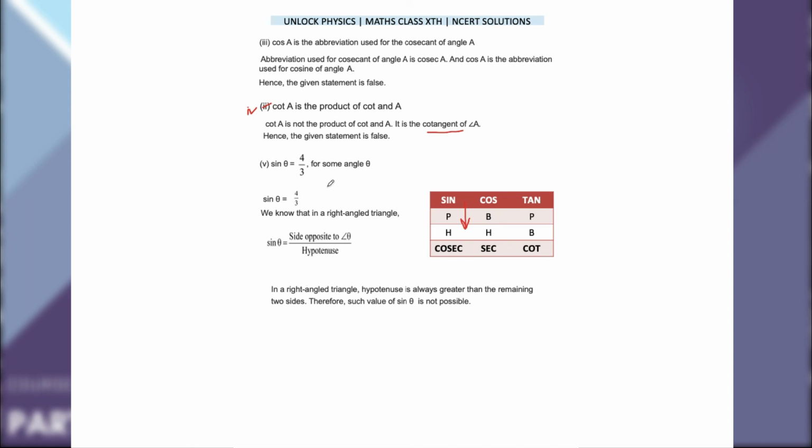Hypotenuse square is always equal to perpendicular square plus base square. So sorry for my handwriting. Hypotenuse square is the sum of perpendicular square plus base square. So the hypotenuse can't be less than P or B. It has to be greater than P and B to satisfy this equation.